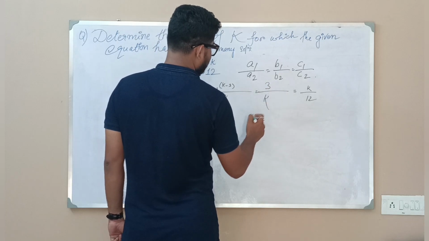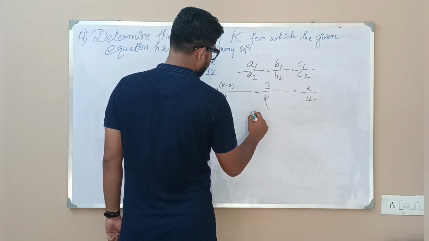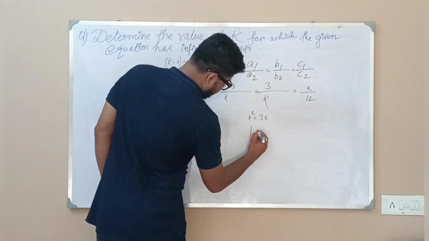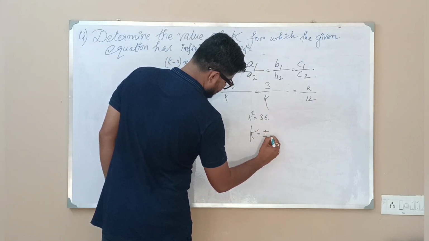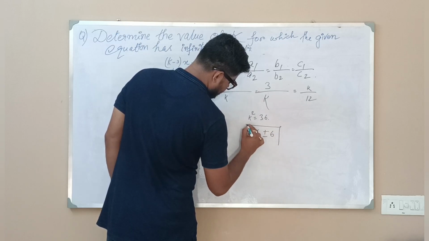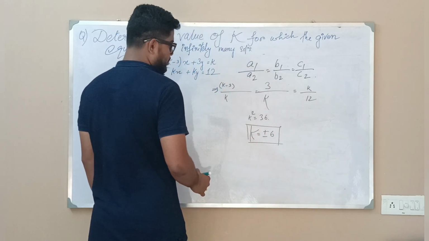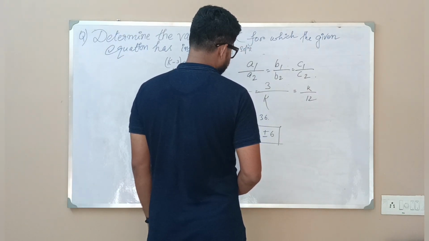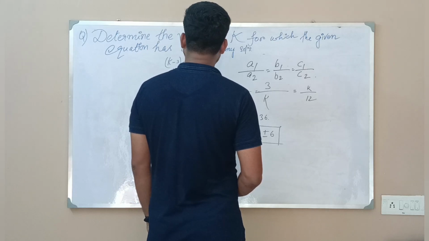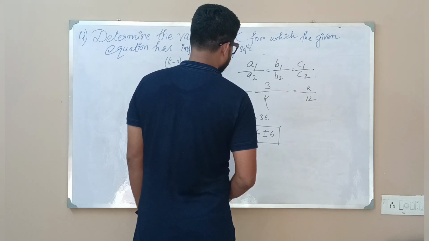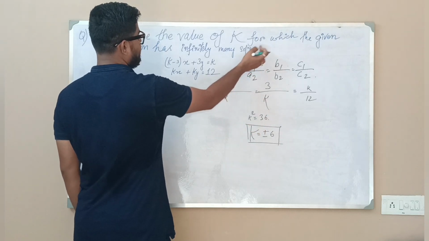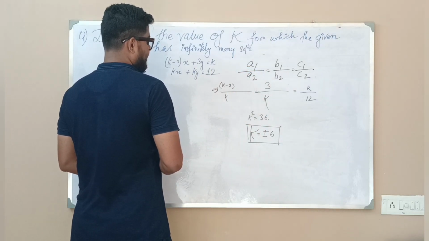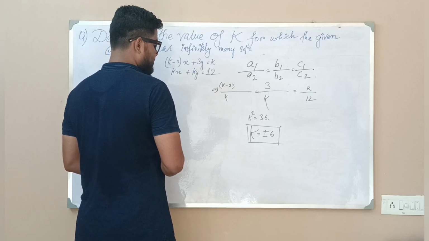So from these two we can write k square equals 36 and the value of k is plus minus 6. Okay, so from here we have to write that the value of k would be positive 6 for which the given equation has infinitely many solutions. Okay, why positive 6, not the negative 6?